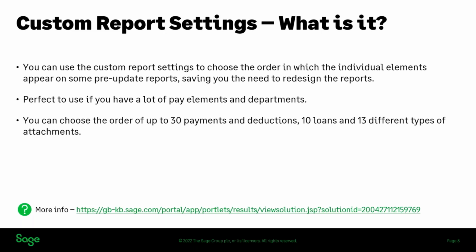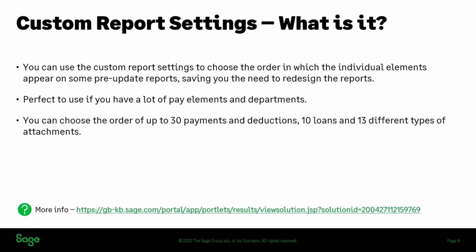So it's perfect to use if you have a lot of pay elements and departments. So you could set up a custom report setting for each individual department that may have their own pay elements. There is a maximum, however, because you can choose the order of up to 30 payments and deductions. So that's 30 payments, 30 deductions, 10 loans, and 13 different types of attachments.